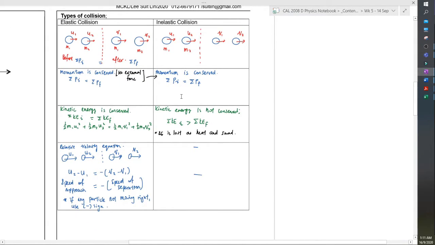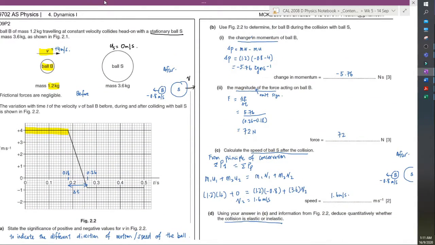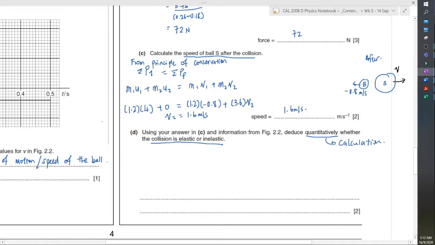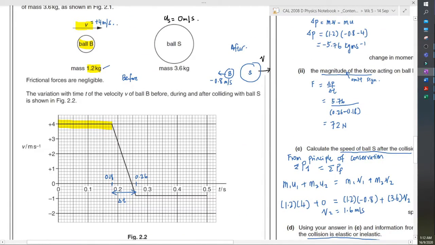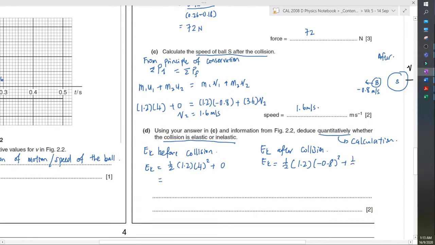So to find whether a collision is elastic or not, there's only one way, and that way is to find the kinetic energy. We need to do some calculation to find the KE before and after the collision and compare them. So right now I'm finding the kinetic energy before collision. EK will be half mv squared. I'm just going to substitute the values. The mass of the first ball, the smaller ball, is 1.2. Before collision it's 4 squared. And then after collision, it will be half times 1.2 times negative 0.8 squared plus half times 3.6. The bigger ball is traveling at 1.6 meters per second, squared.